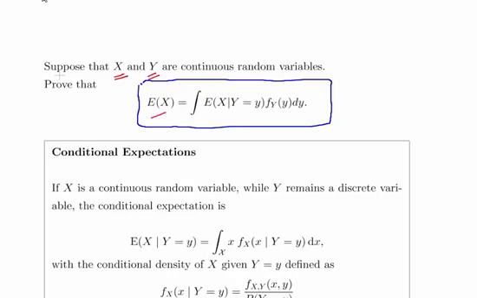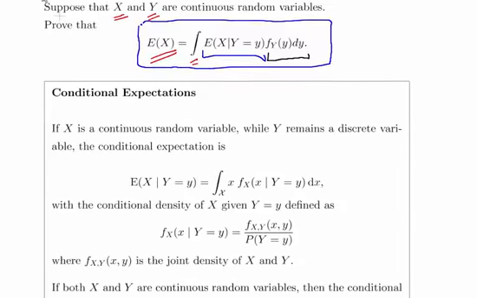We have the expected value of x, and we're saying that it is the integral of the conditional expectation of x, conditional on y, times the marginal density function of y, and we integrate that dy, with respect to y. So we have three components to start off with, and we're going to show the expectation of the product of those terms. Let's start off with the conditional expectation.